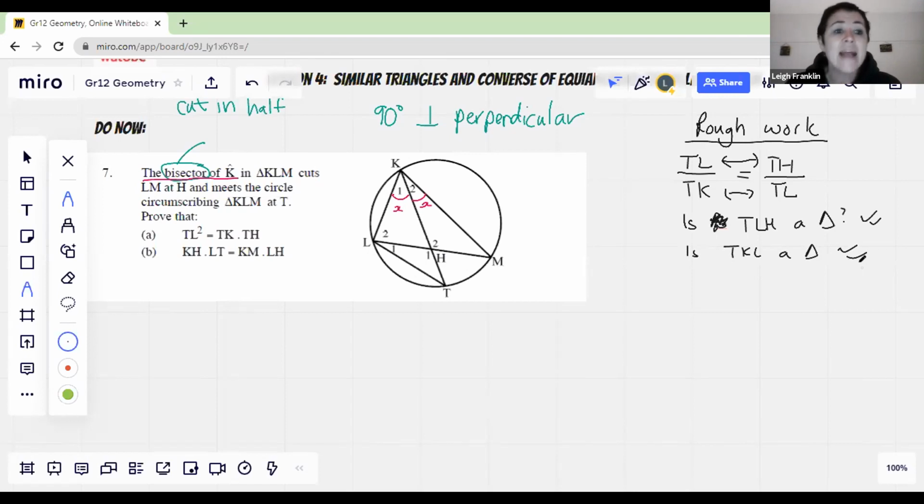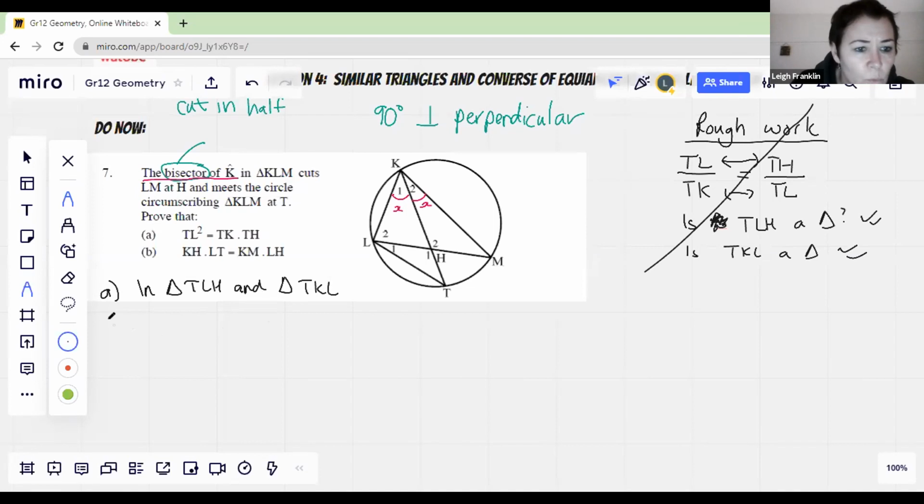in. All right, and now we're going to scratch out or put a line through our rough work because we don't want that marked. Okay, that was helping us to identify the triangles we're working in. And now we're going to set out our proof for similarity. Okay, so in triangle TLH and triangle TKL. All right, we need to make three statements.